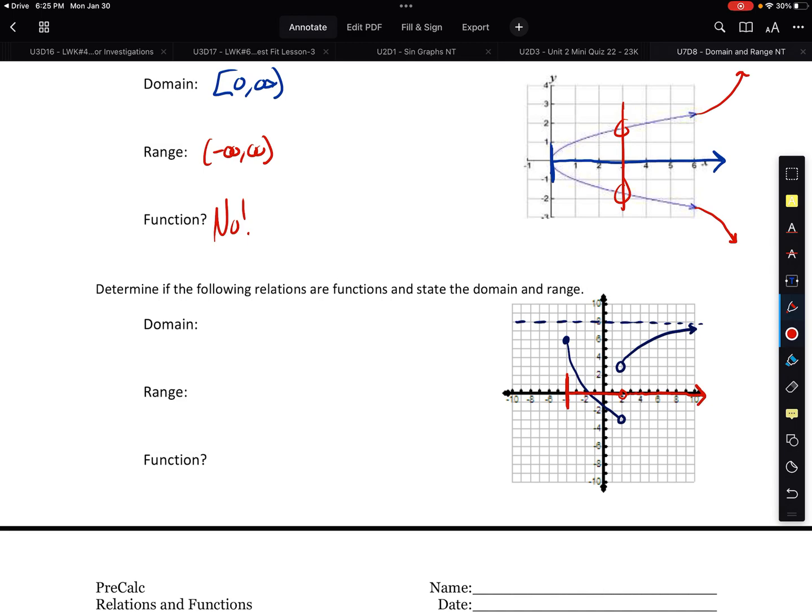So my domain here is -4 to 2, union 2 to infinity. Right? By doing that union with the parentheses, it says that 2 does not exist.